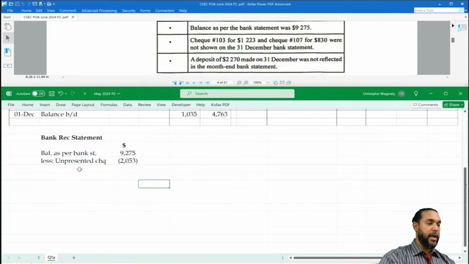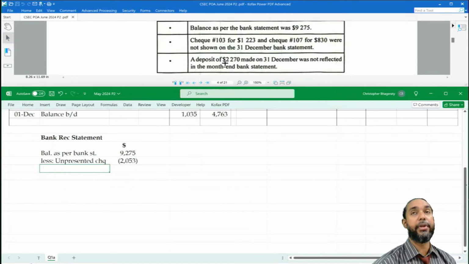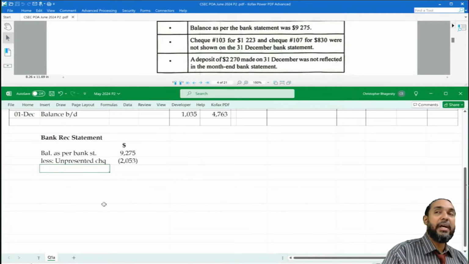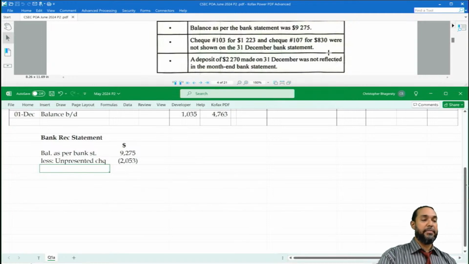Right. And then a deposit of 2270 made on the 31st of December was not reflected in the month-end bank statement. Okay, so when we get money now, when people pay us checks or we put money in the ATM, it takes some time to clear, right? What that means is the bank has to process it before it actually is registered on our account. It doesn't happen one time, although we wish it did, because it's our money, we put it in, but of course they have to take it, count it, make sure it goes to the right account, and then the account can update. So what that means is that this 9275 is missing the 2270 inflow.